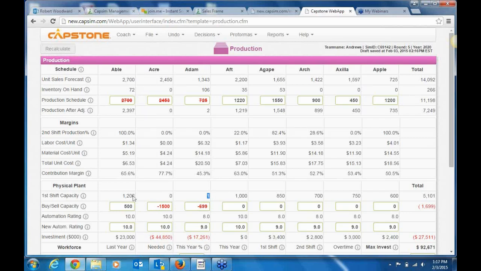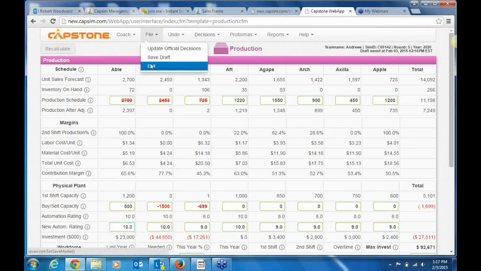All right, now automation. As of right now in the simulation I'm in, I have very, very high automation. Now, you normally don't want to sell automation simply because, one, it costs money to reconfigure your equipment, plus it's going to increase your variable costs.